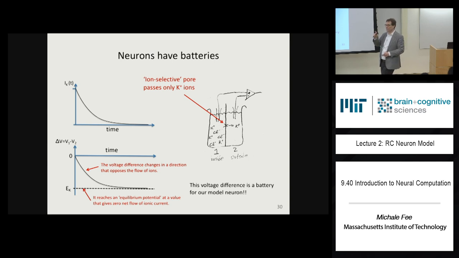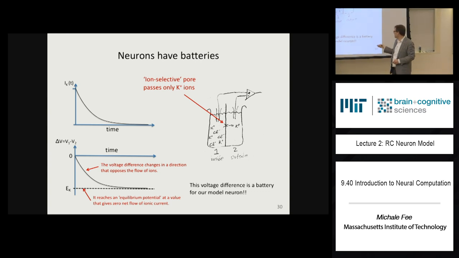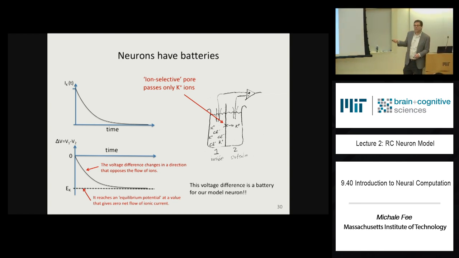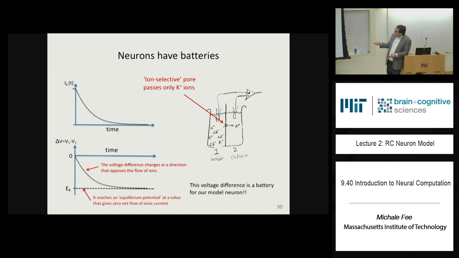I think it's in the next lecture, the one that's on tape, that explains how you can actually justify representing that as a battery. But right now, I'm going to show you how to calculate what that voltage difference actually is. What's the size of the battery? How big is the battery?